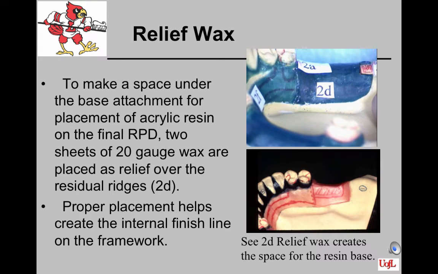To make a space under base attachment for placement of acrylic resin on the final RPD, two sheets of 20-gauge wax are placed as relief over the residual ridges. See 2D above. Proper placement of this wax helps create the internal finish line on the framework. Note that there would be a little ledge where the relief of the base attachment area joins the relief of the major connector.